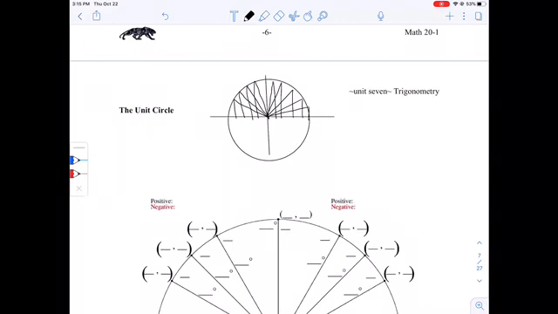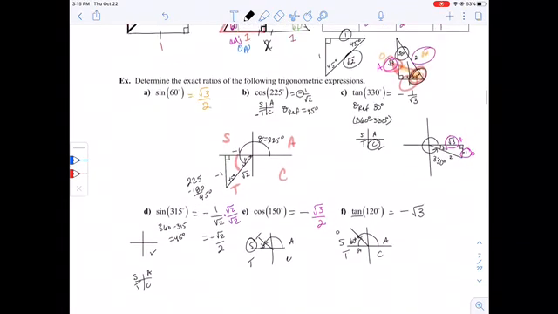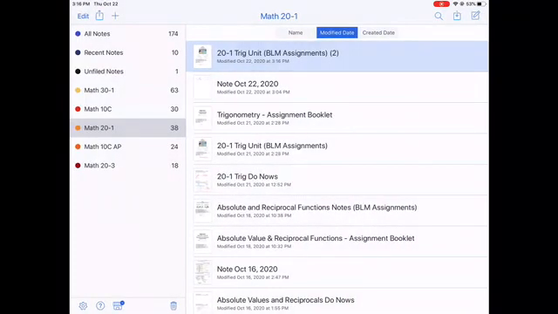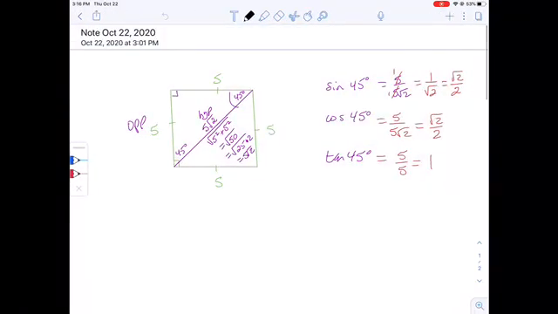Now, why is it called a unit circle? Because we say that our radius is equal to 1. Now, what the heck does that mean when I think back to these triangles? Well, right now, this triangle has a radius or a hypotenuse of 2, and this one over here has a hypotenuse of root 2. So that's a little bit confusing. Well, let's go back to our note for a second here.